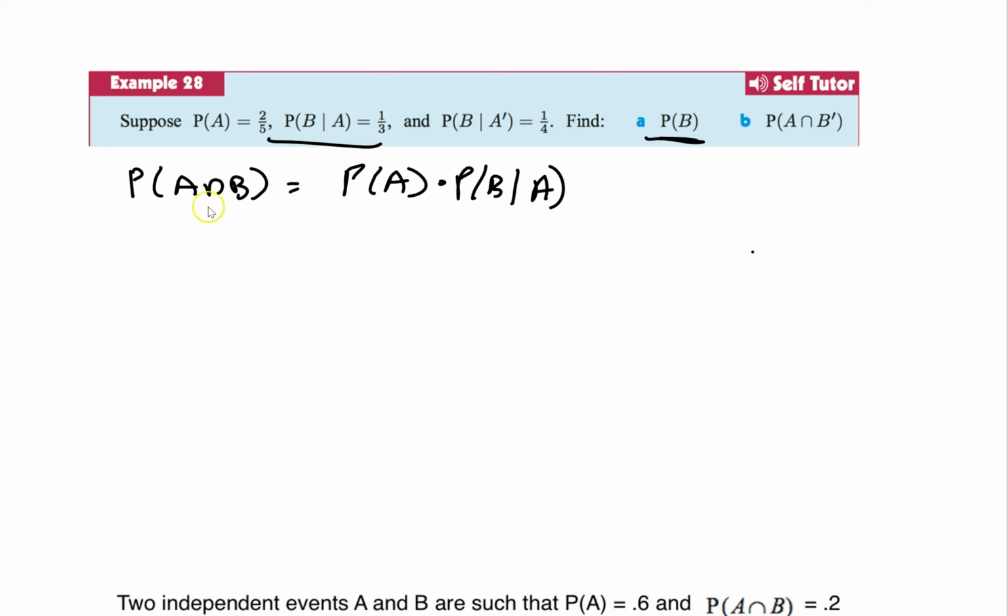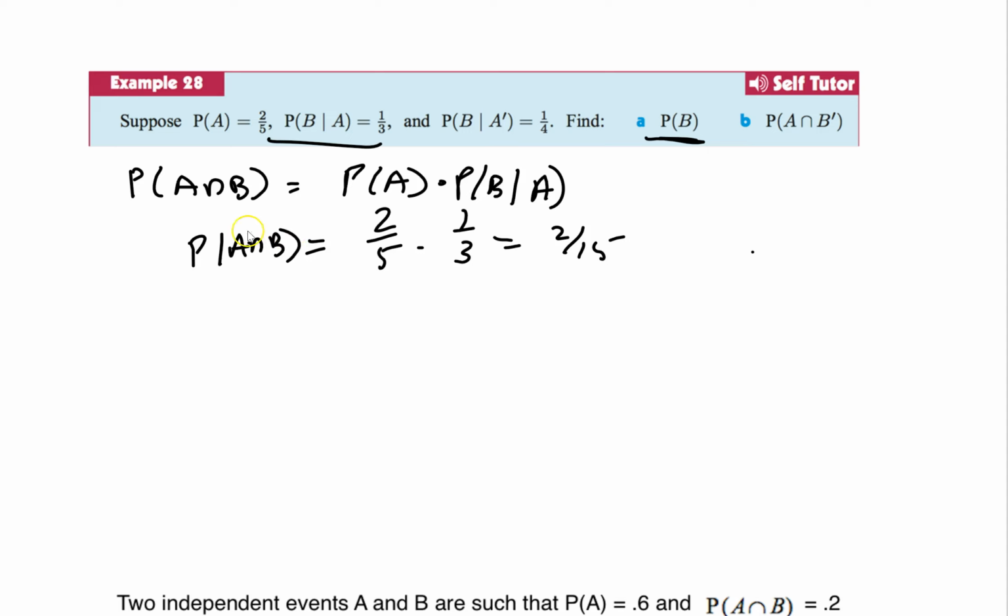So with this, I don't know what the intersection is. I do have probability of A though, so 2/5. And I have probability of B given A, that's 1/3. So the intersection is equal to 2/15. Right, and you're like, how does that help me?